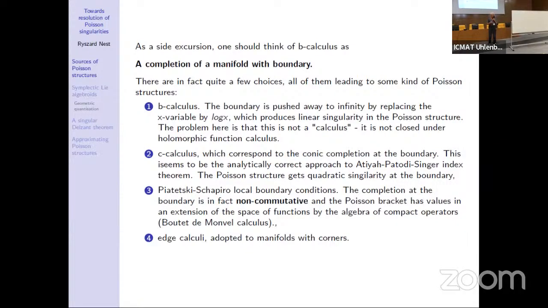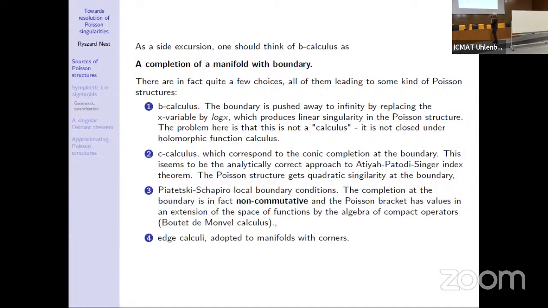up with is, again, the algebra in the interior of the manifold is always the same. But this time on the boundary, you get something non-commutative. So these local boundary value problems lead to a non-local, or non-commutative, algebra sitting on the boundary. Actually, the algebra that sits on the boundary is the Toeplitz algebra. And this calculus is called the Boutet de Monvel calculus.